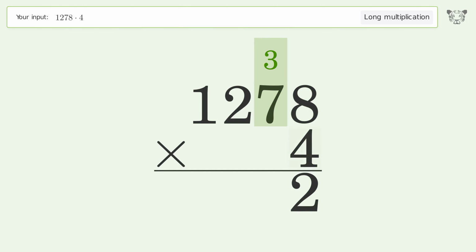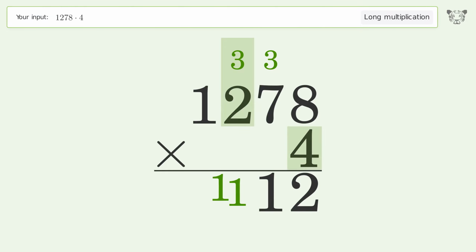3 plus 7 times 4 equals 31. Because the result is greater than 9, carry the 3 to the hundreds place. 3 plus 2 times 4 equals 11. Because the result is greater than 9, carry the 1 to the thousands place.